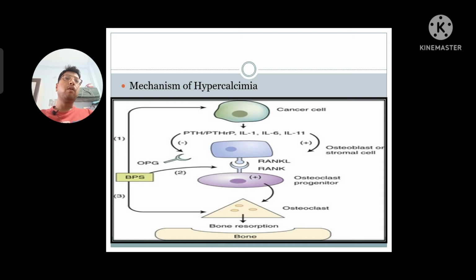There is a different mechanism for hypercalcemia: these cancerous cells also produce interleukin 1 and interleukin 6, which activate RANKL, the receptor activator of nuclear factor kappa B ligand, and its receptor RANK. Binding of the receptor and ligand takes place, leading to activation of nuclear factor kappa B. It will further increase the expression of osteoclastic cells and decrease the expression of osteoblastic cells, leading to absorption of calcium from the bones.